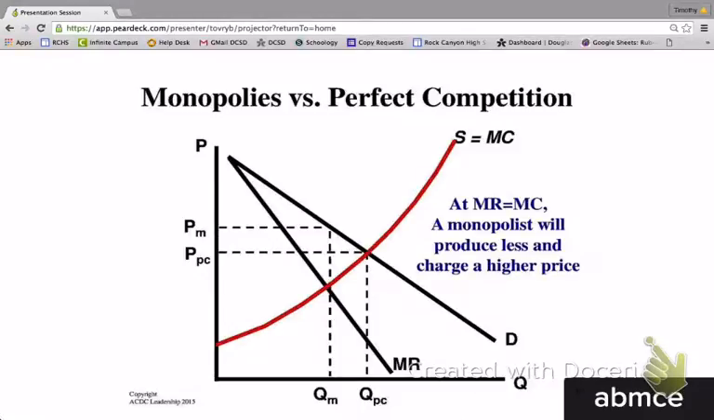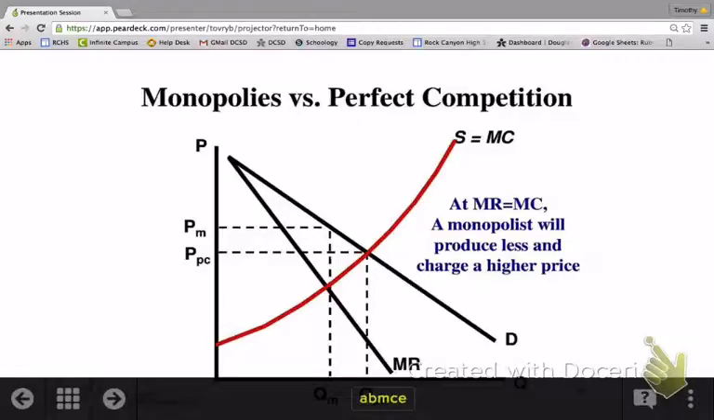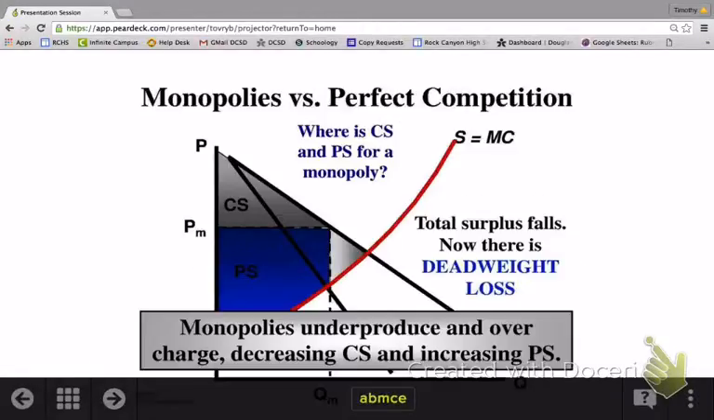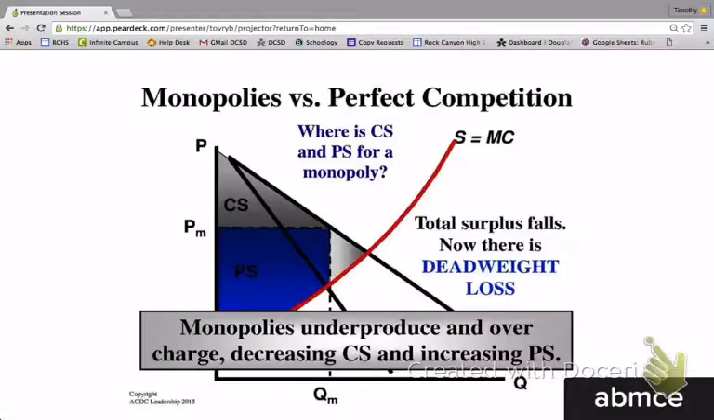But with a monopoly, where marginal revenue equals marginal cost, a monopolist will produce less and charge a higher price. And so, where is consumer surplus and producer surplus for a monopoly? Well, notice that the consumer surplus triangle is smaller than it would be under perfect competition. Producer surplus is a different area, so now monopolies are underproducing and overcharging.